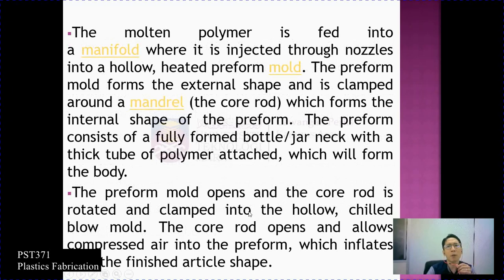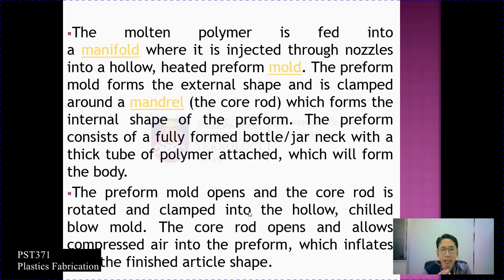Okay. The molten polymer is fed into a manifold where it is injected through a nozzle into a hollow heated preform mold. The preform mold forms the external shape and is clamped around the mandrel, which is the core rod, which forms the internal shape of the preform. The preform consists of a fully formed bottle or jar neck with a thick tube of polymer attached, which will form the body. The preform mold opens and the core rod is rotated and clamped into a hollow chilled blow mold. Okay, this is the second process.